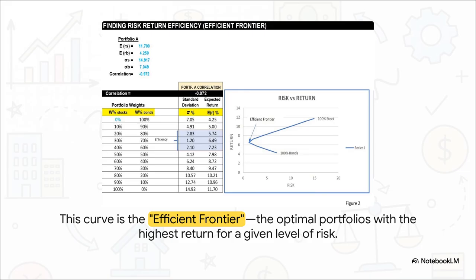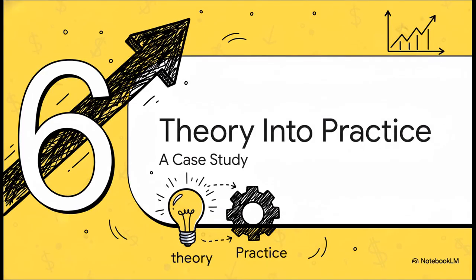And when you plot out all the possible combinations, you get this curve. The efficient frontier is just that top edge. Any portfolio on that line is considered optimal. It gives you the absolute highest return possible for that specific level of risk. And the real sweet spot, the portfolio with the lowest possible risk, is that point furthest to the top and to the left.